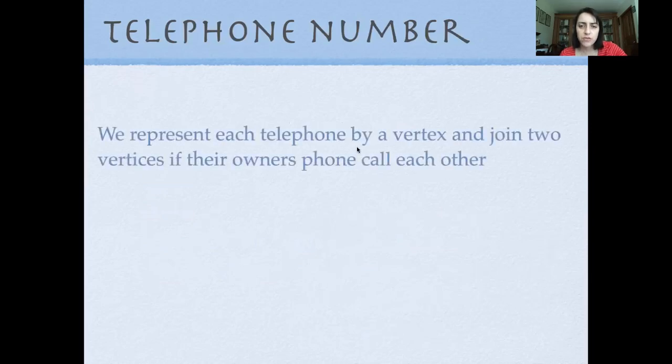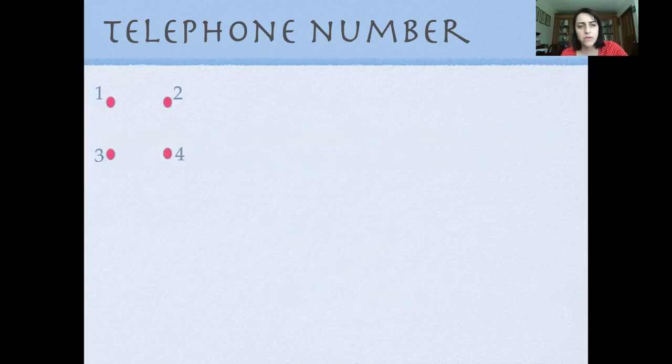Let's represent each telephone by a vertex and join two vertices if their owners phone call each other. So if we have four telephones, we will have one vertex for each phone, each person. And if we put an edge here, we represent that person 3 is talking to person 2, and maybe persons 1 and 4 are not talking by phone. So this graph represents a possibility. In this way, we can visualize all possibilities and write them down.